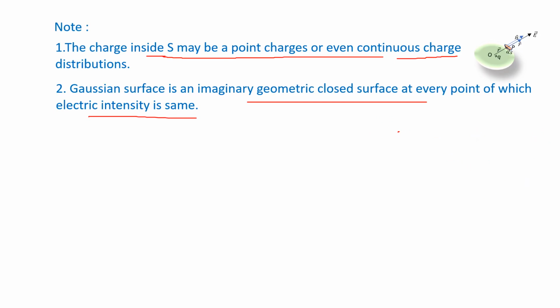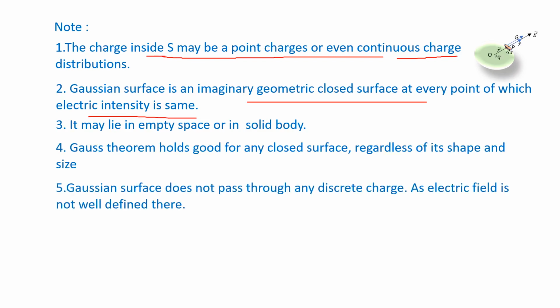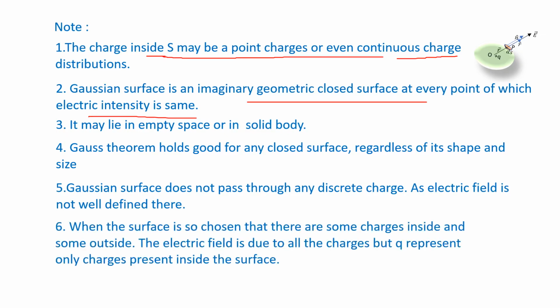Next is, it may lie in empty space or in a solid body. Gauss theorem holds good for any closed surface, regardless of its shape and size. The surface should be closed. Gaussian surface does not pass through any discrete charge, as the electric field is not well defined there. So when we choose a Gaussian surface, it should not pass through any charge. Either the charge should be inside the surface or should be outside the surface.